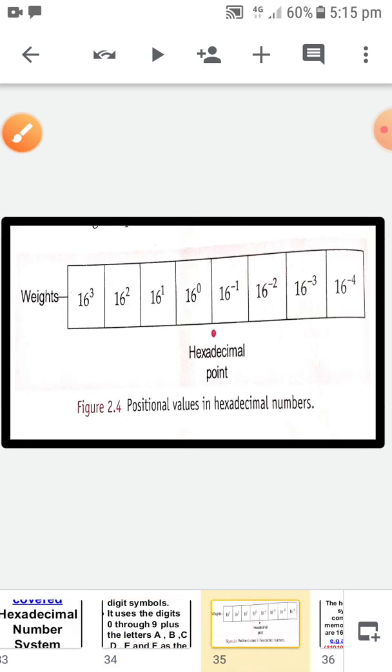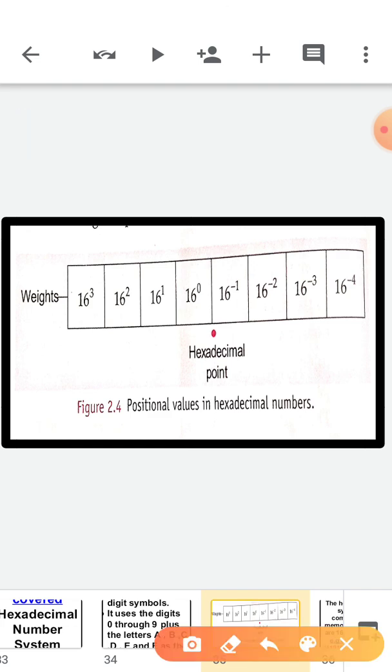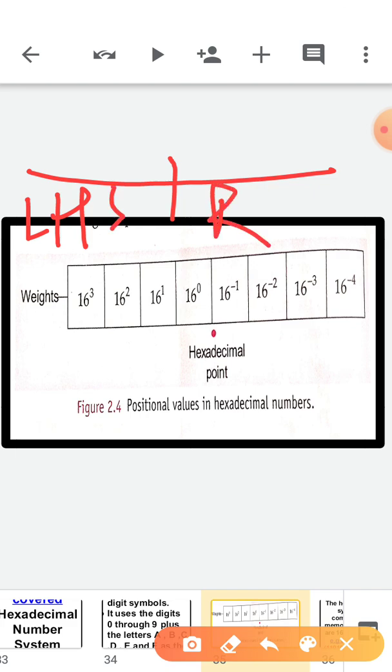Now let's see positional values in hexadecimal. Previously, in every number system we have checked what is the exact positional value. In the chart, in the same manner, we are having the point between the numbers. So this is the leftmost side and this will be your rightmost side. Anything which is at the rightmost side comes with the negative power, and whatever is in the leftmost side will come with the positive power.